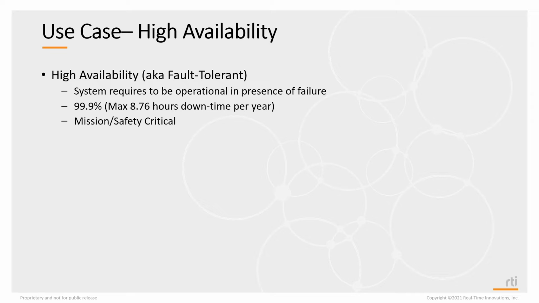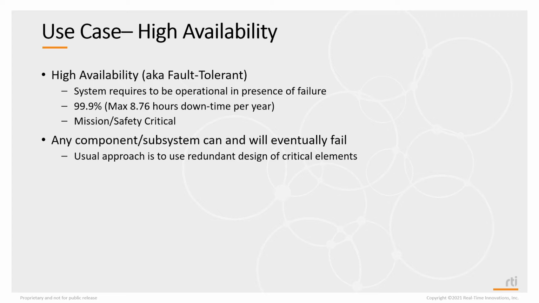Fundamentally, this requires your system to be redundant, requires backup applications to be able to start immediately and take over when a primary application fails. That's not just software, it's also hardware. You typically call these mission or safety critical systems and financially critical systems. In these systems, you pretty much have to assume that any component or subsystem can and will eventually fail. So your usual approach is to make everything redundant.